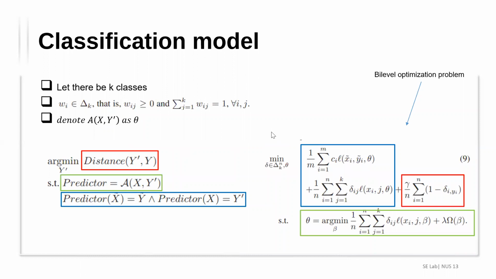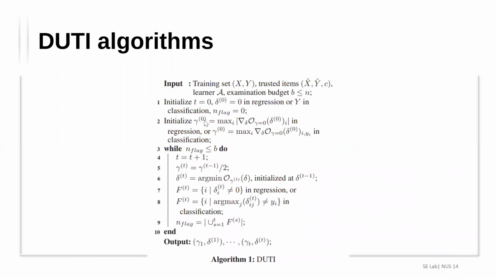So we can first look at the algorithm. Please go on. So first they would initialize the gamma, and the input should be the training set, the potentially contaminated training set x, y and the trusted items tilde x and tilde y, and also their confidence score, one learner A and one budget B. So B means when you find B bugs, then the program should stop. And then first they should initialize gamma: they set gamma to zero and delta to be zero.